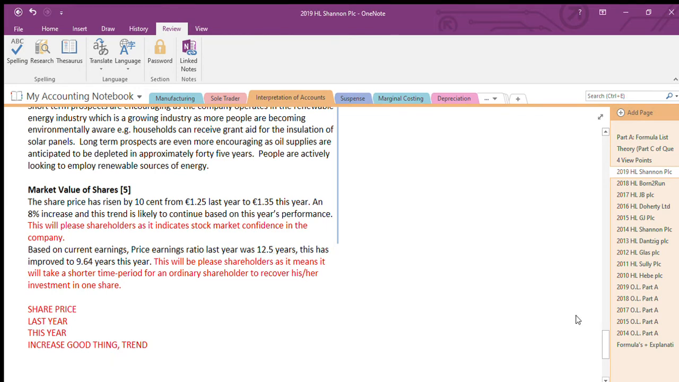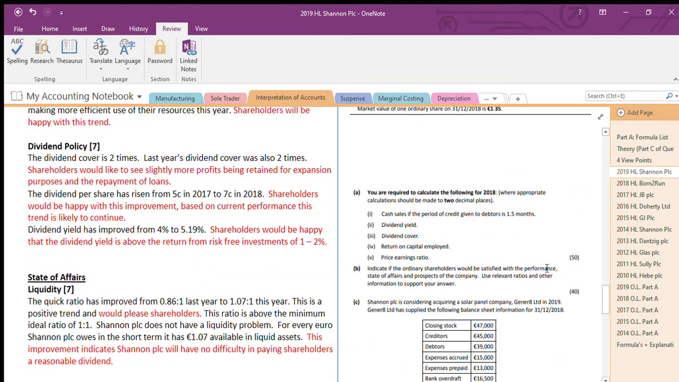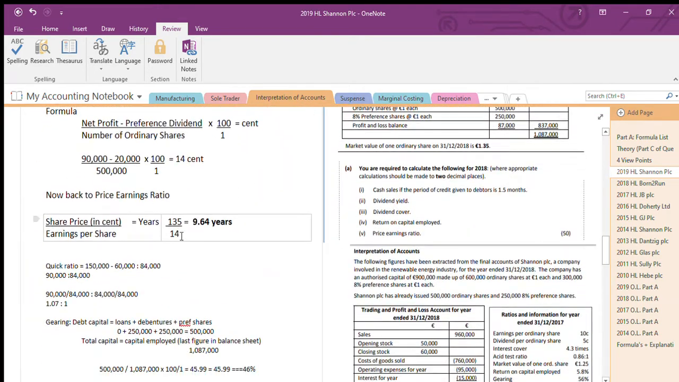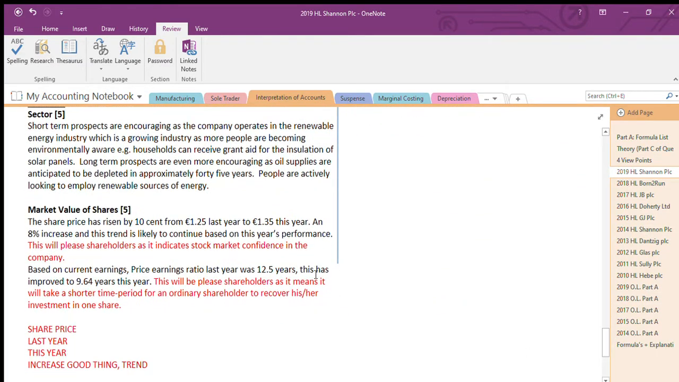This year we worked out already up here. We were asked to find it. So we had it worked out to be 9.64 years. Price earnings ratio, you want this to be lower. So price earnings ratio last year was 12.5. This year is 9.64. This will please shareholders as it means it will take a shorter period of time for an ordinary shareholder to recover his or her investment. So with the price earnings ratio, we're looking at how much you've invested in the company and how long until you earn that back. So obviously if you earn it back in 9 years, that's quicker compared to 12 years. So that's a good thing. So we want this to be low.